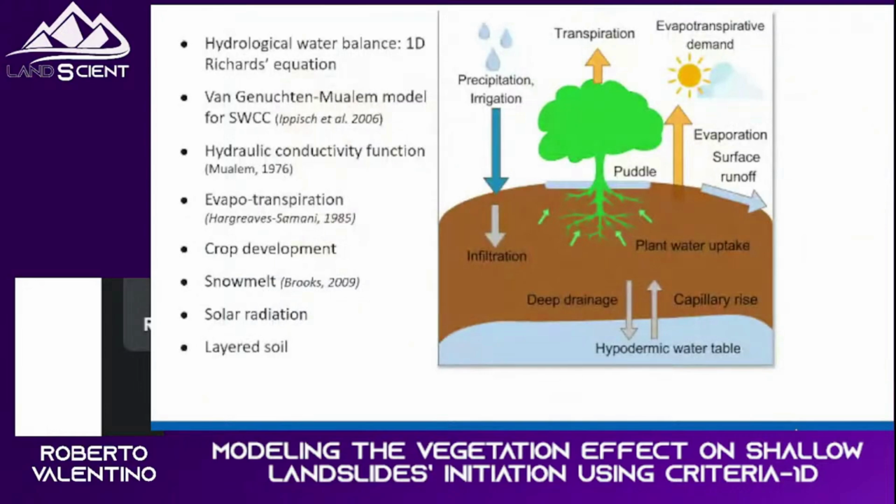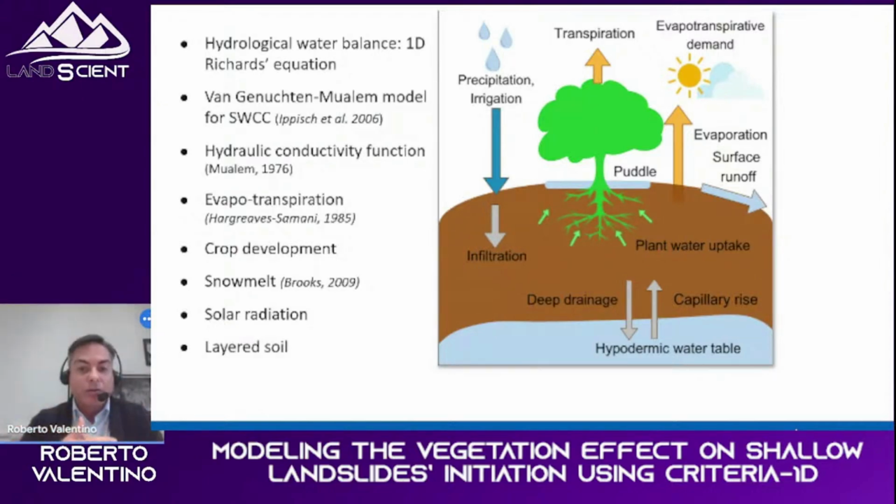Criteria 1D and even 3D was already published some years ago by different authors who are, of course, even co-authors of this research. Criteria takes into account the hydrological water balance in one direction based on Richards' equation. It takes into account the Van Genuchten-Mualem model for soil water characteristic curves. Also, the hydraulic conductivity function is taken into account because the shallow part of the soil is for most of the time in partially saturated conditions.